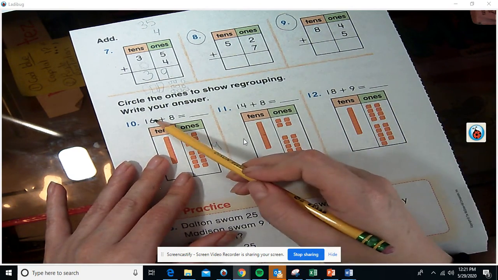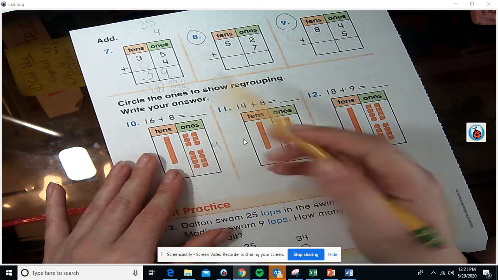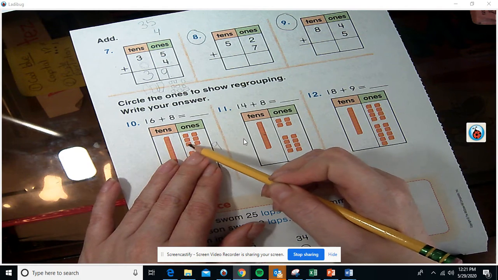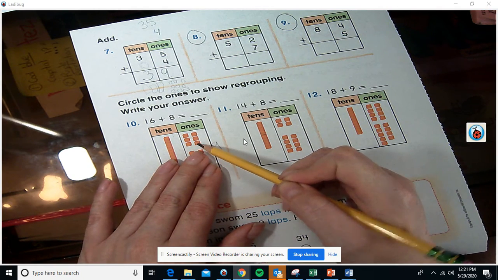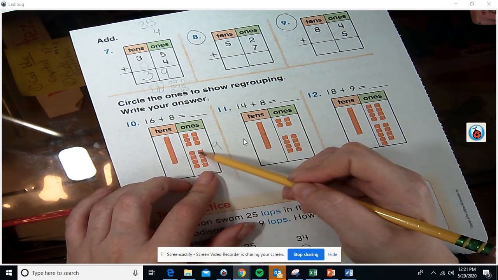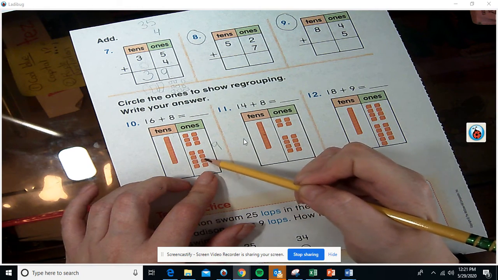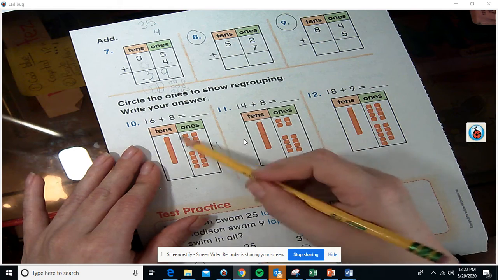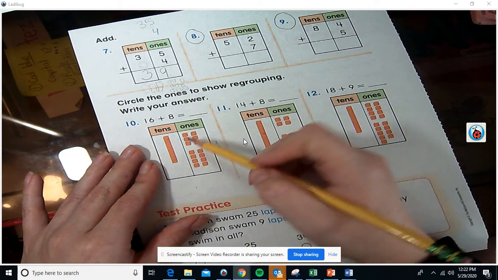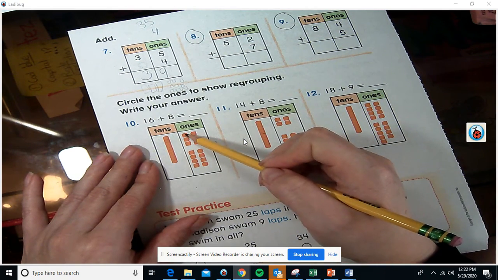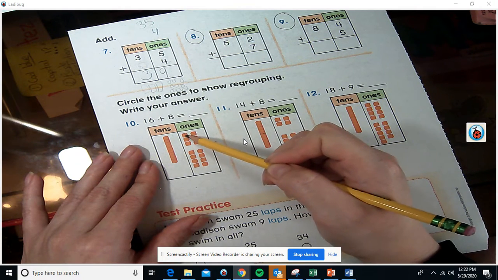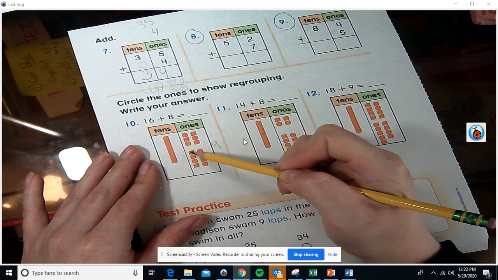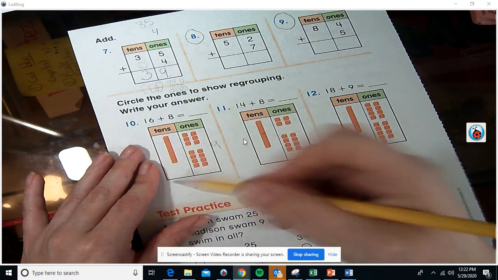So I have 16, 10, 11, 12, 13, 14, 15, 16, plus 8. 1, 2, 3, 4, 5, 6, 7, 8. Now I have too many of them here, so I'm going to round up a group of 10. So again, I'm going to count until I have a group of 10. 1, 2, 3, 4, 5, 6, 7, 8, 9, 10.